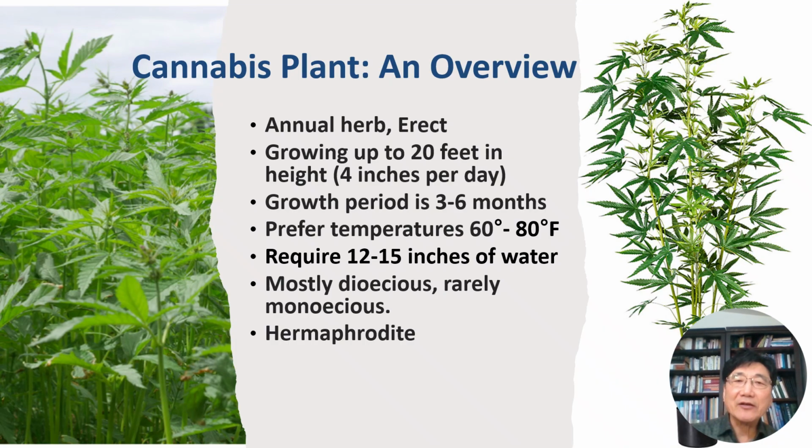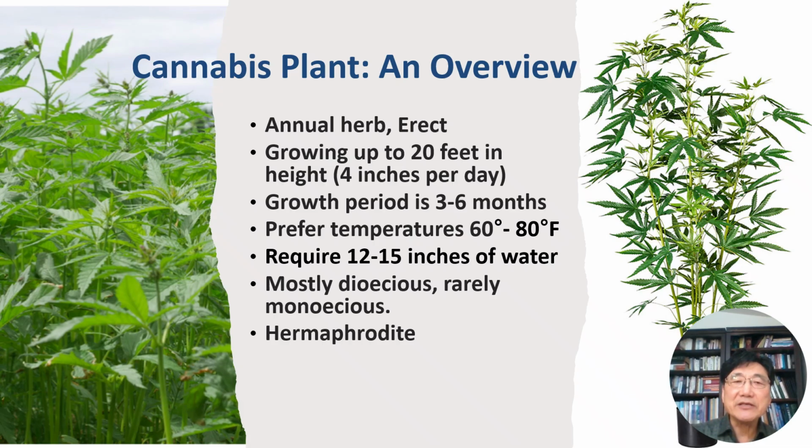Let's look at the overview of a cannabis plant. The cannabis plant is an annual herb, generally growing up to 20 feet in height in 4 to 6 months. Cannabis plants are classified as an annual flowering herb. Total growth period is generally 3 to 6 months, depending on climate and planting time.